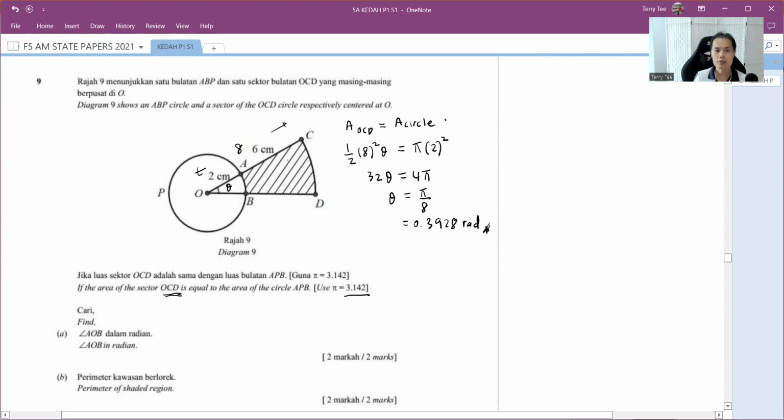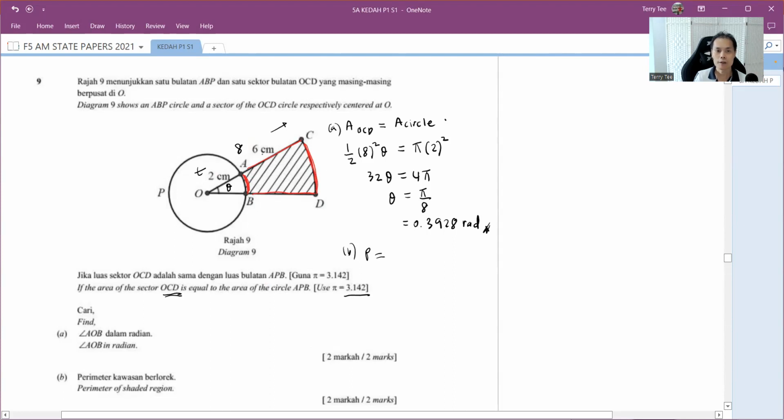Okay, how about the perimeter of the shaded region? Your shaded region consists of 4 parts. So let me just highlight for you. The first part, of course, you find the length of this arc. Second part, length of arc CD. Third part, this is 6. This is also 6. Okay. Well, your perimeter, let me start off. This is, by the way, part A, this is part B.